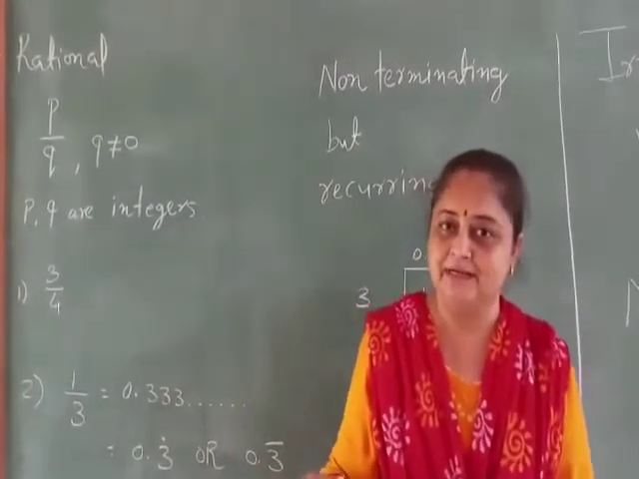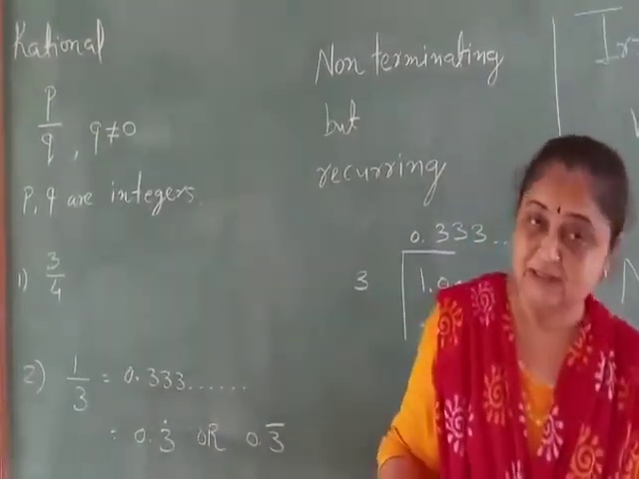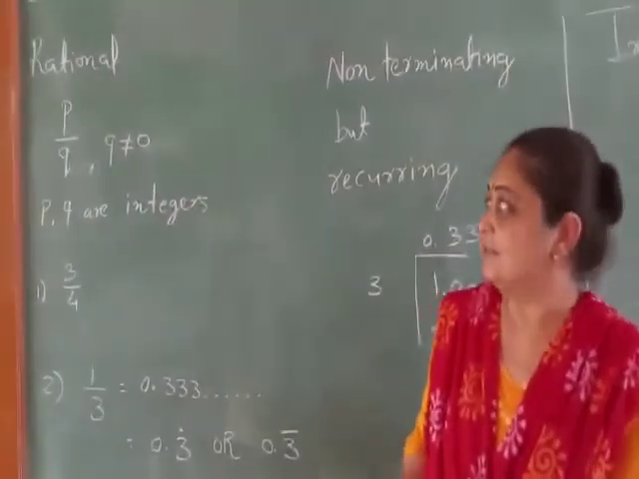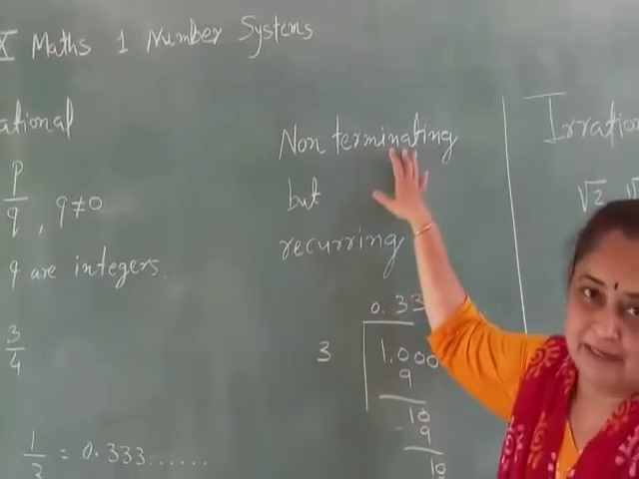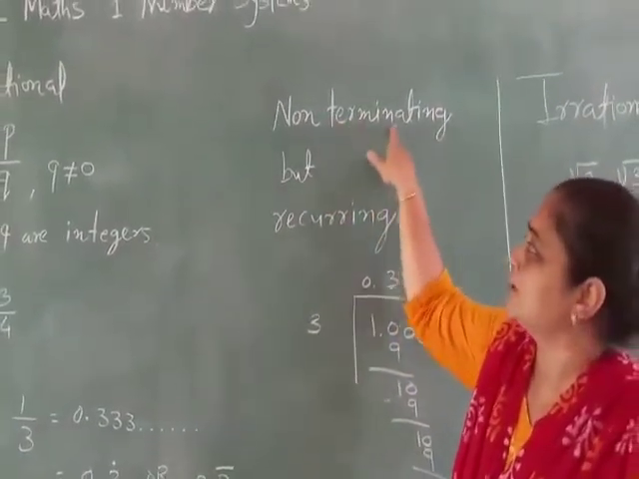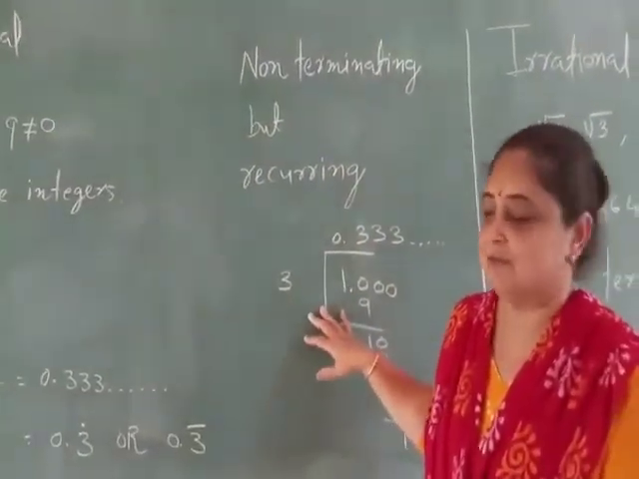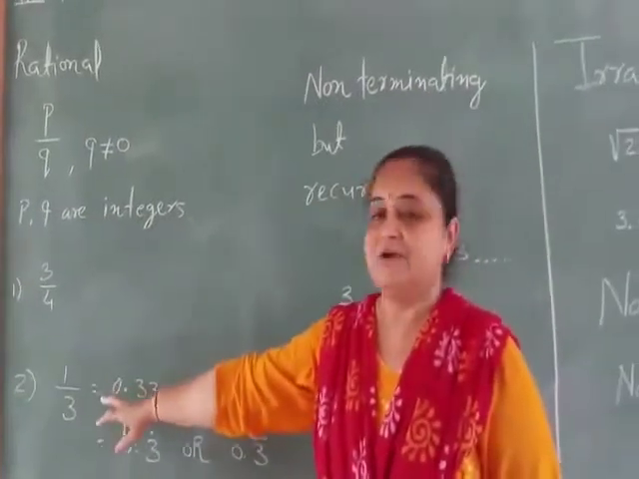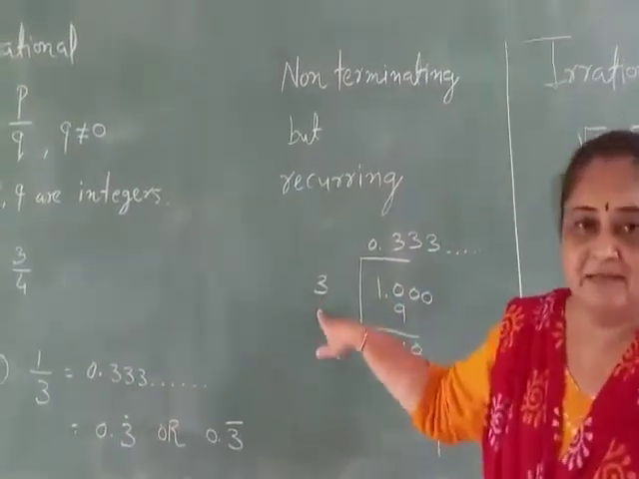Numerator, denominator. Something more about rationals in Standard 9 is that you have to understand the term non-terminating but recurring. Now what is non-terminating and recurring? Let's understand this with one example. Here, 1 upon 3. So 1 is divided by 3.